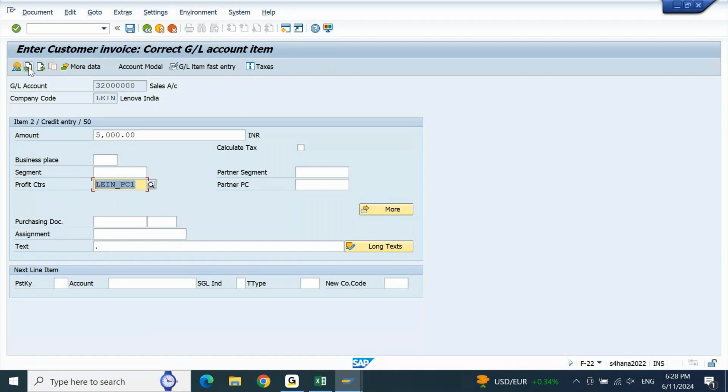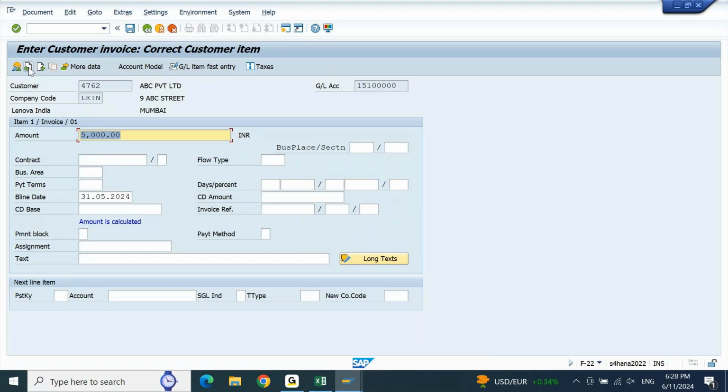Similarly, if I go to the previous line item, which is my customer account, we know that for a customer account there is no account assignment called profit center. You will not find any field called profit center here. So you are not going to update any profit center here.